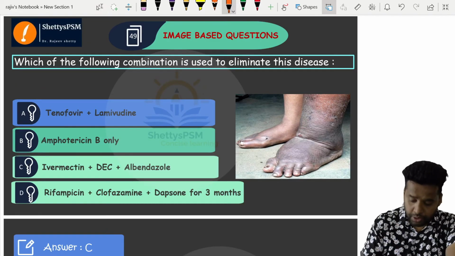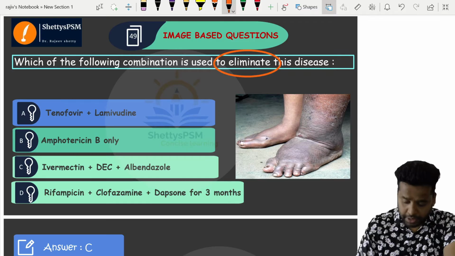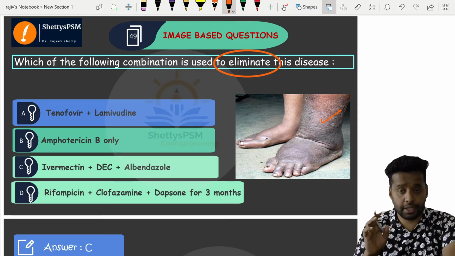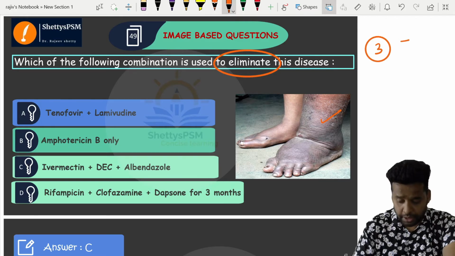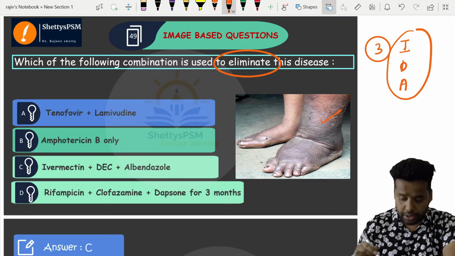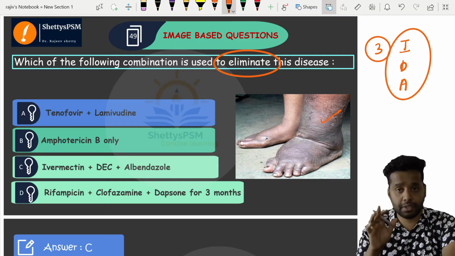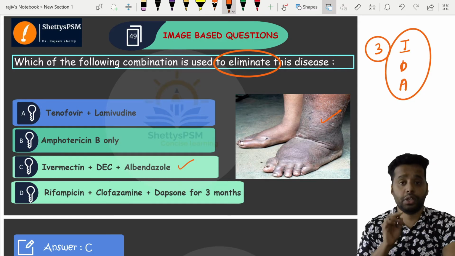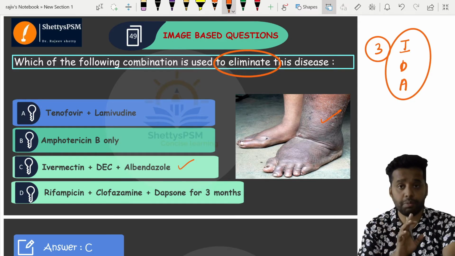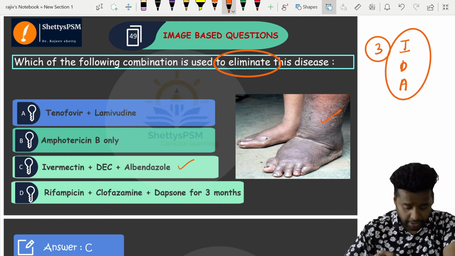Which of the following is used to eliminate filariasis? Elephantiasis, filariasis. What are we using? We are using a triple drug regimen: ivermectin, DEC, albendazole, at mass level in endemic areas. This is triple drug therapy to eliminate filariasis.